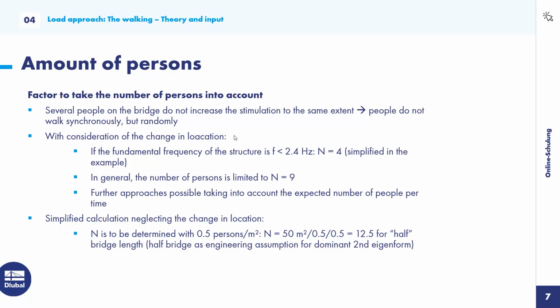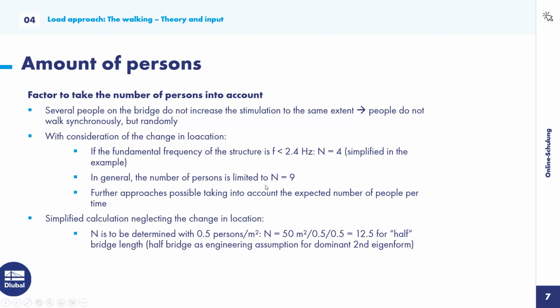Okay, let's go for the amount of persons. Well, in general, we have to design for the reality, and it's common that not only one person walks over the bridge, so obviously we have to take this into account. Multiple persons normally don't walk synchronously. They just walk on their own, and it's quite random, except for military structures where you have an army marching over the bridge. Then a synchronous increase could be necessary. For this today, we will consider the change in location. Therefore, if our fundamental frequency is below 2.4 Hertz, we could go for n is 4. We will also go with this approach, simplified.